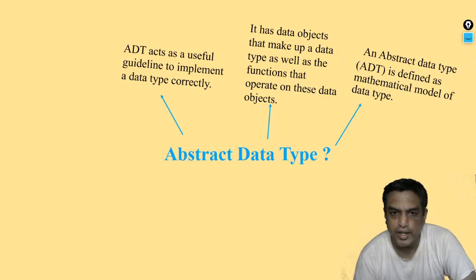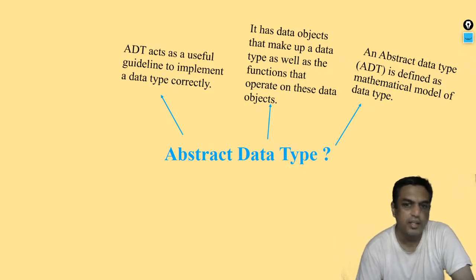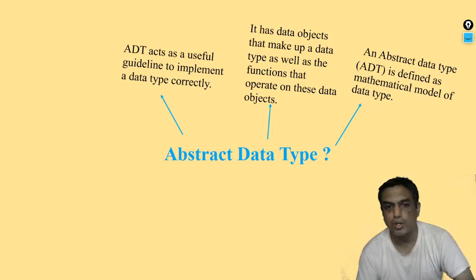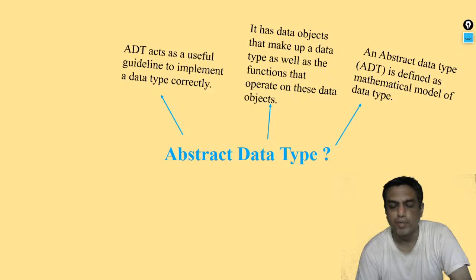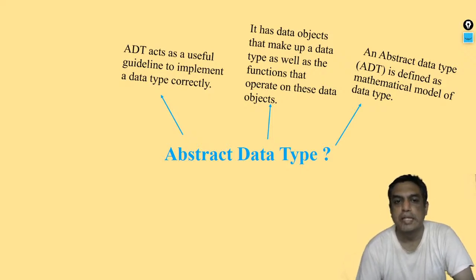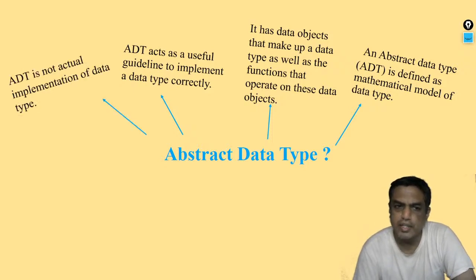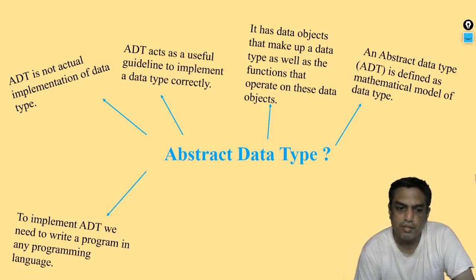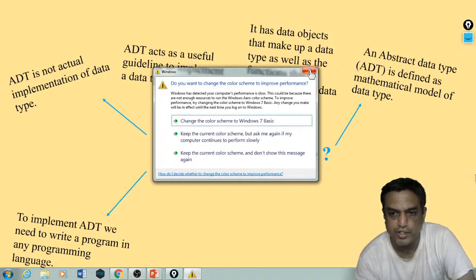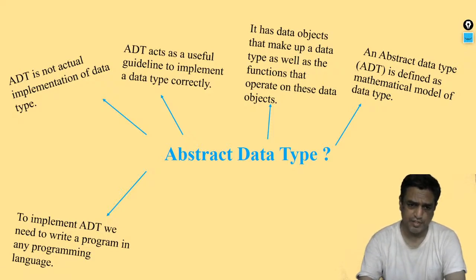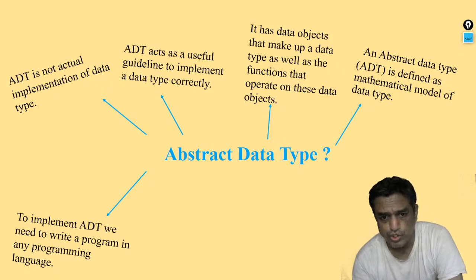ADT acts as a useful guideline to implement a data type correctly. Whenever you are deciding to introduce a new data type, before writing code for this new data type, what are you going to write? You are going to write ADT. What is ADT? ADT is nothing but abstract data type. ADT is not the actual implementation of a data type. To implement ADT, we need to write a program in any programming language like C, C++, Java, whichever you want to choose.